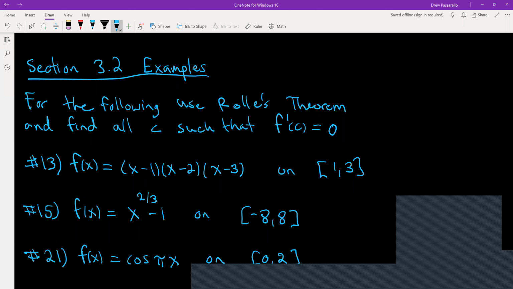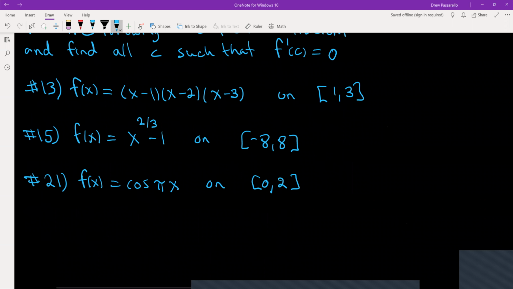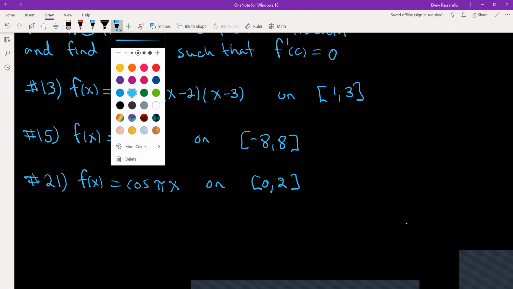So this video is going to cover examples where we use Rolle's theorem from section 3.2. And I'll work through these three examples and then do another video covering how to apply the mean value theorem. All right, so continuing where we left off, Rolle's theorem.